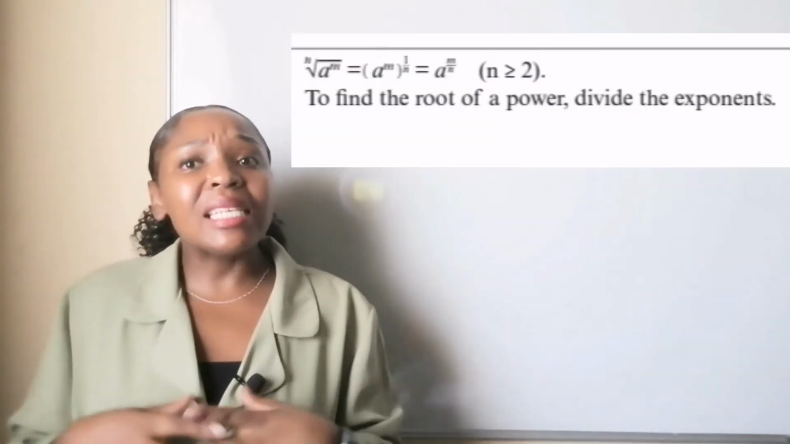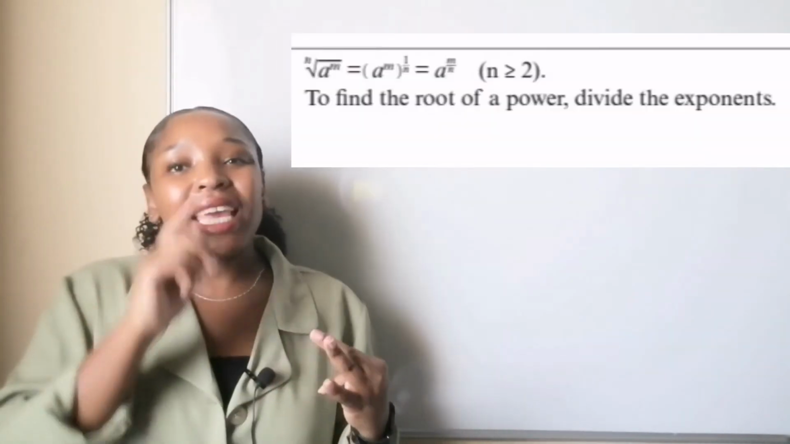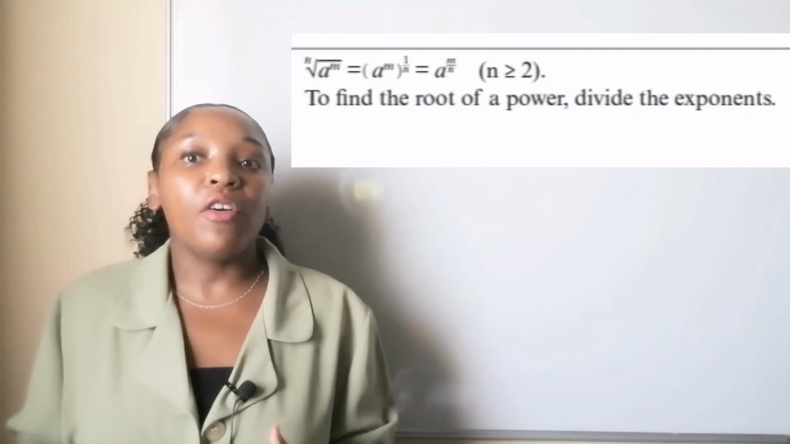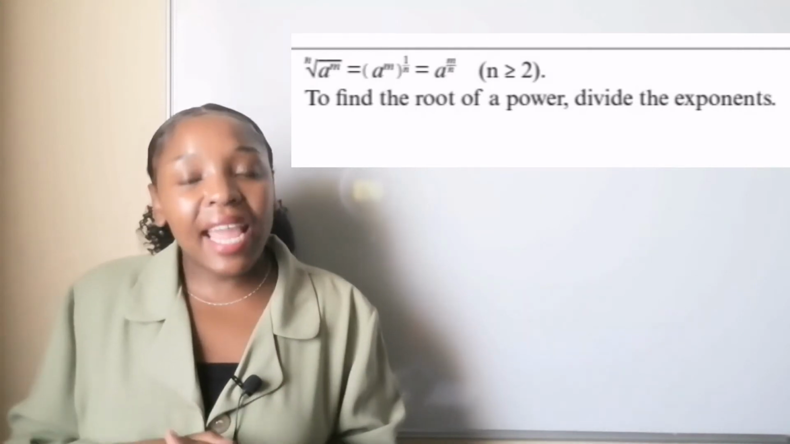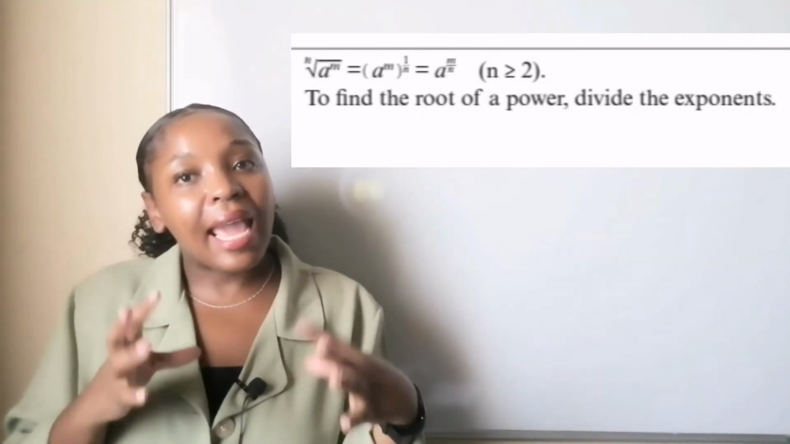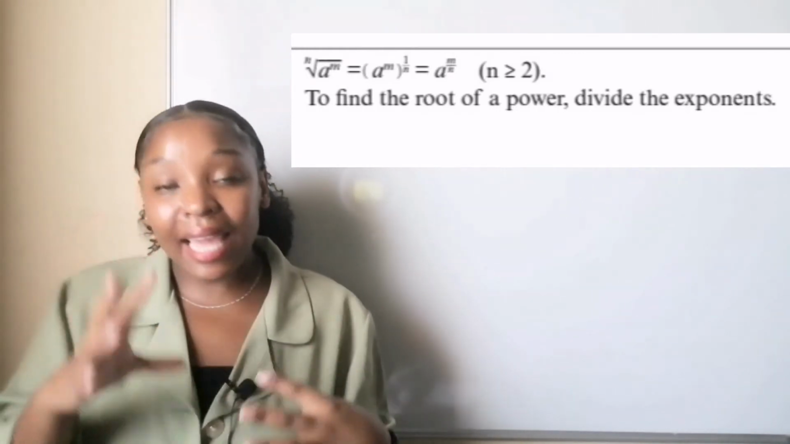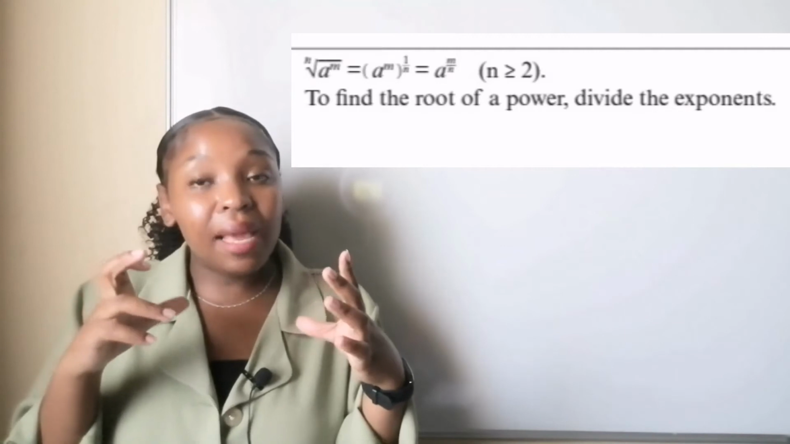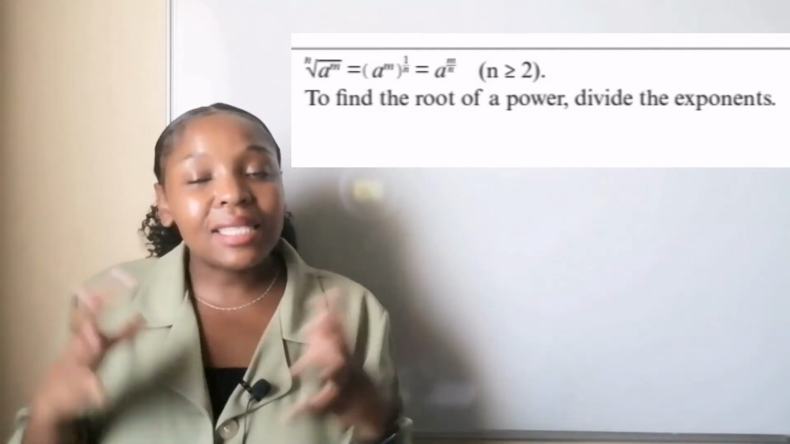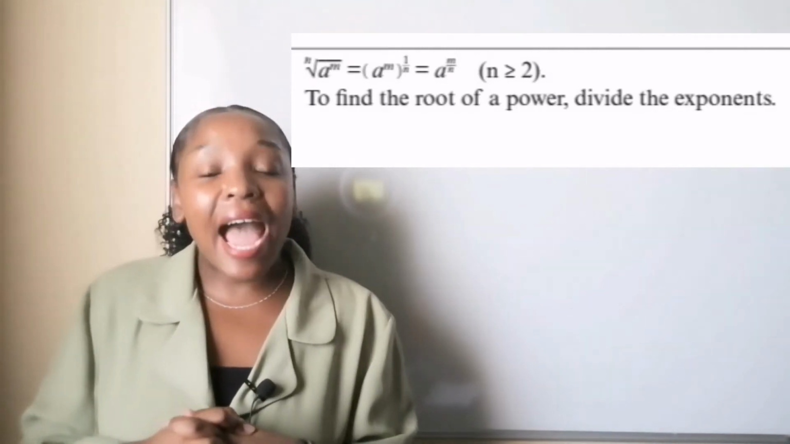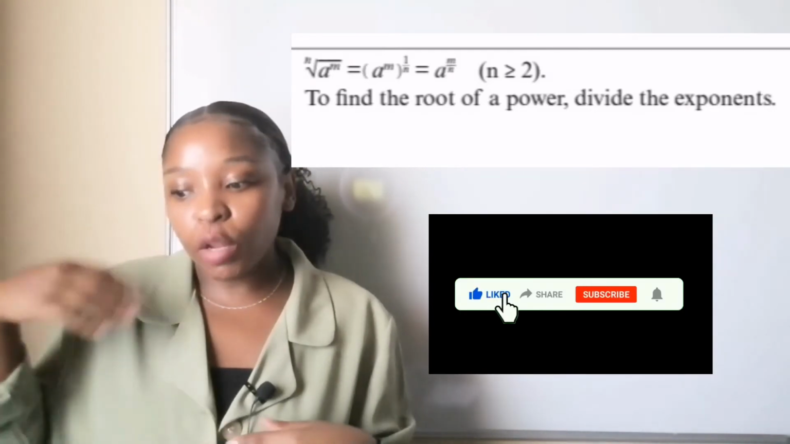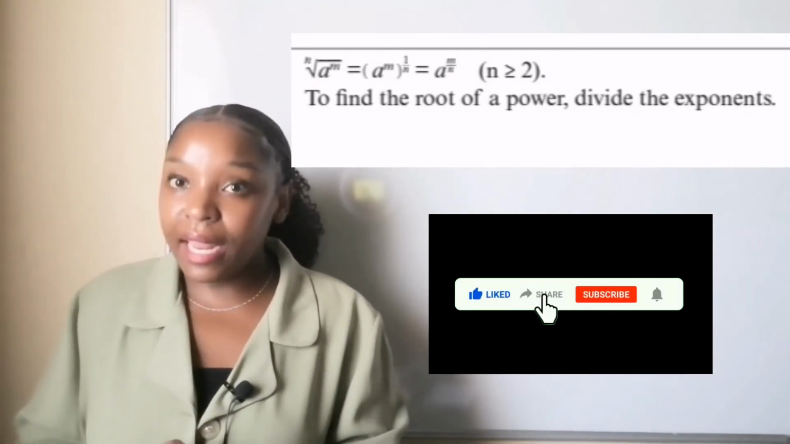And the last one that I took you guys through is that if you are taking the root of a power, right? A root of a power, then you're going to take that power, a to the power of m, and you divide the exponents, right? You take the number that's inside the root, which is the base, and you divide by the exponent, which is going to be the m over the n, right?